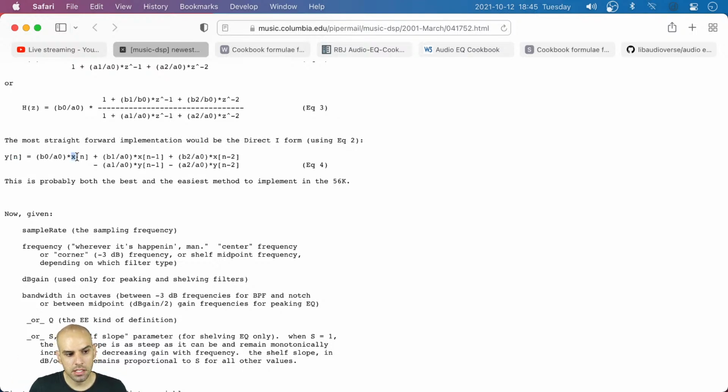And x is your input. So this is the sample coming into the effect. This is the sample coming out of the effect. And n is the current sample. n minus 1 is 1 sample ago. n minus 2 is 2 samples ago. So we'll have to get a hold of previous samples. But I just said that in JSFX, we only have the current sample. We only have access to x[n], effectively. We don't have x[n-1] or x[n-2].